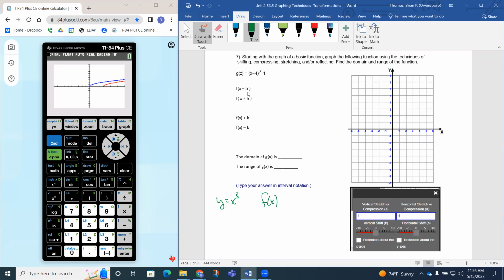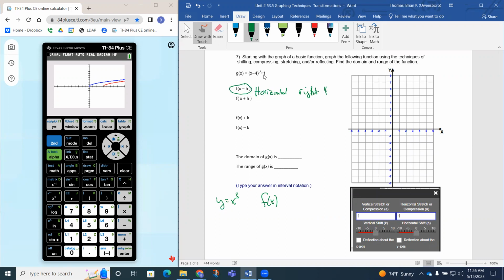So notice that if we have inside f of x minus h or f of x plus h, this is going to be considered horizontal. Notice how there's this minus 4 inside here. That means we're going to be going to the right 4. It's always backwards. So we're actually doing this one, which means we're going to the right. If it was plus h, then we would have gone left.